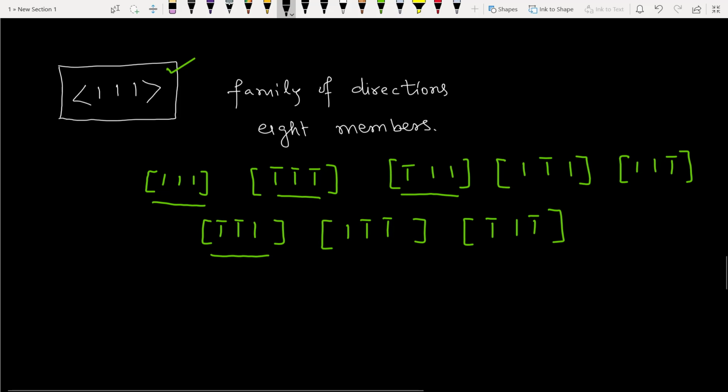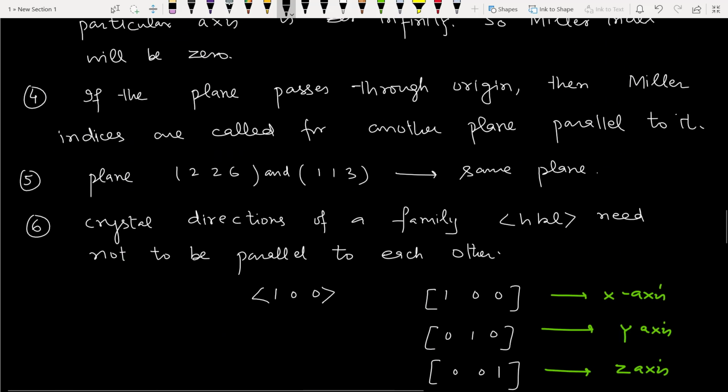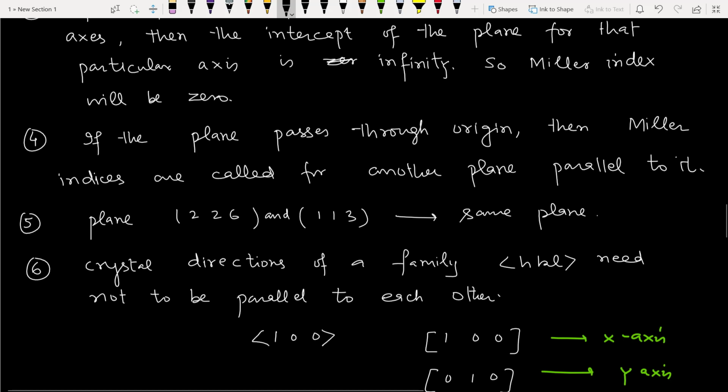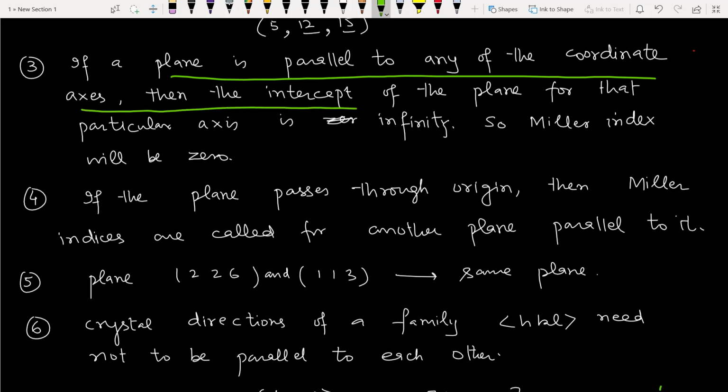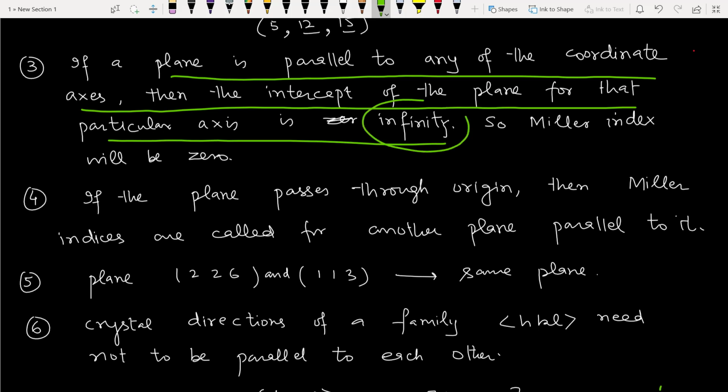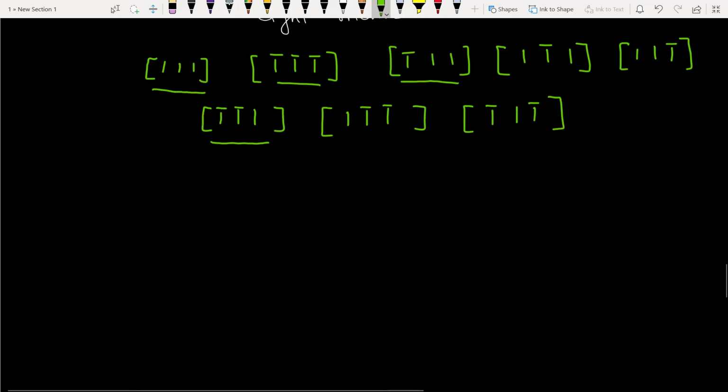One more point we have studied in the previous lecture: if a plane is parallel to any of the axes, then the intercept of that plane for that particular axis will be infinity, hence the Miller index will be 0. So this is a very important point, and now we will elaborate this point with the help of few examples.